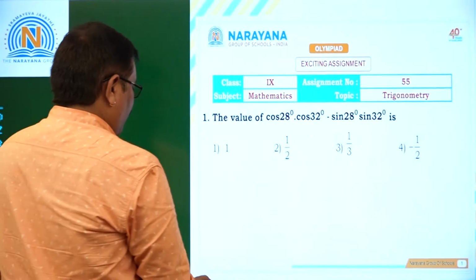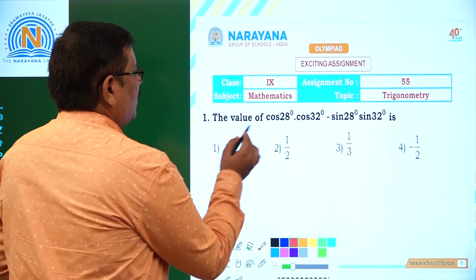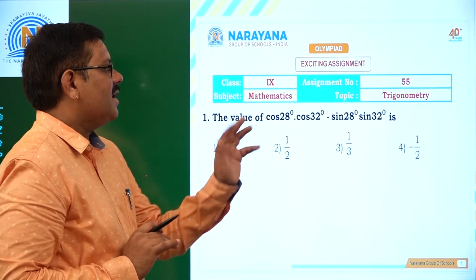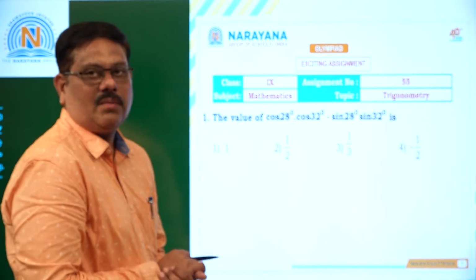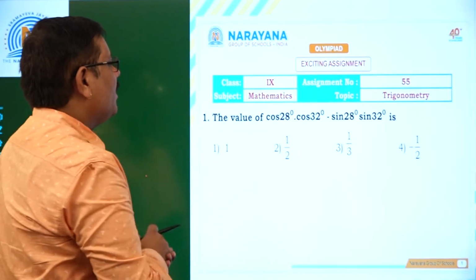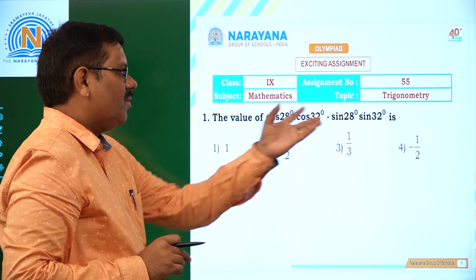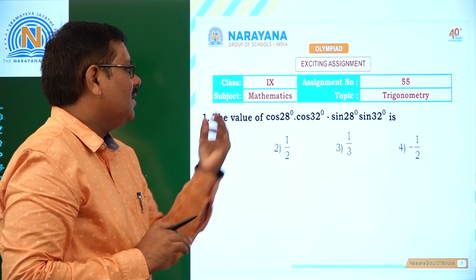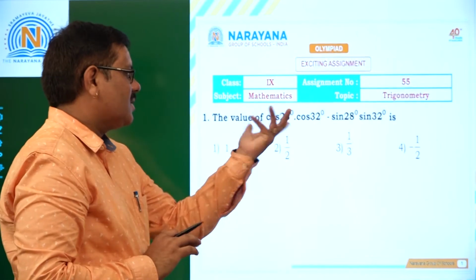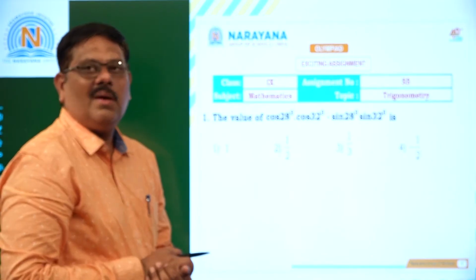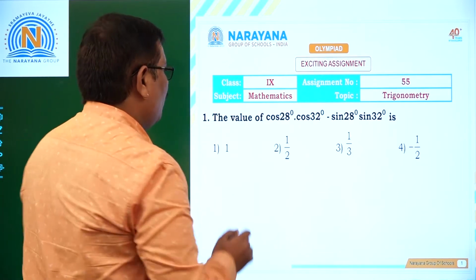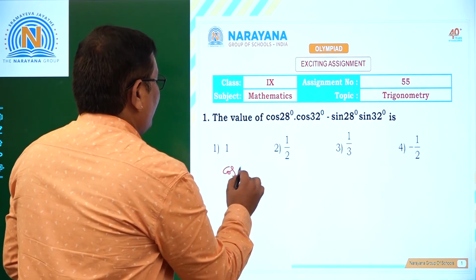The value of cos 28 degrees cos 32 degrees minus sin 28 degrees sin 32 degrees is equal to what? If you look at 28 degrees and 32 degrees, we don't exactly know what cos 28 degrees is, and we don't exactly know what cos 32 degrees is. But still, we can solve this question by using the formula for cos (A plus B).